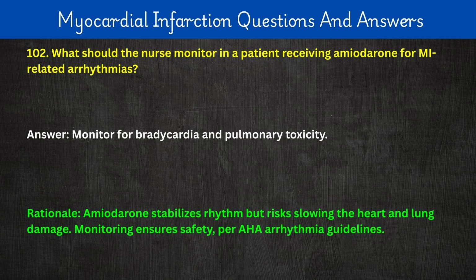102. What should the nurse monitor in a patient receiving amiodarone for MI-related arrhythmias? Answer. Monitor for bradycardia and pulmonary toxicity. Rationale. Amiodarone stabilizes rhythm but risks slowing the heart and lung damage. Monitoring ensures safety, per AHA arrhythmia guidelines.